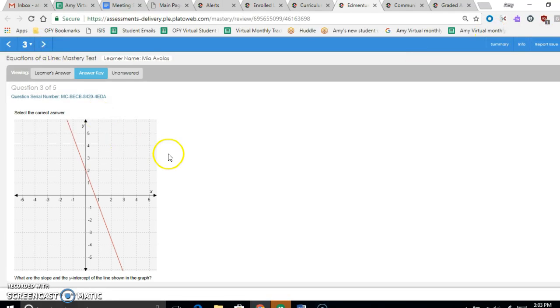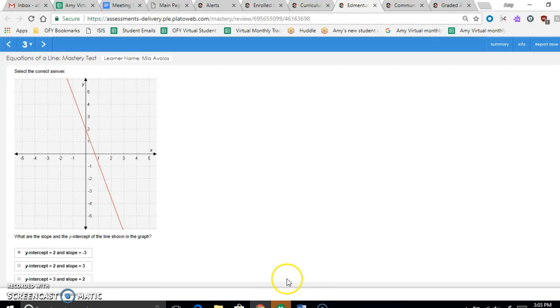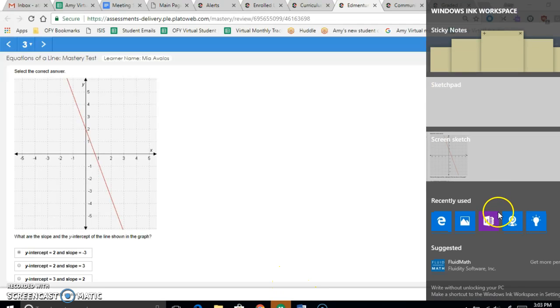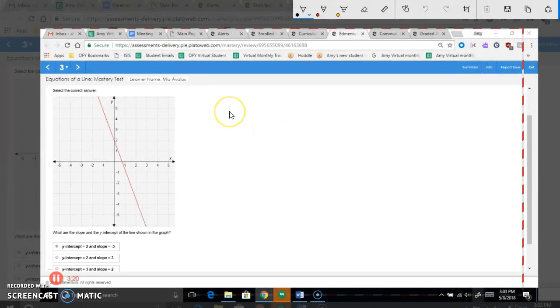All right, what are the slope and y-intercepts of the line shown in the graph? So we can find our y-intercept. So the y-intercept is easy because it's where it hits the y-axis. Here's our y-axis. And we know it hits right there. I'm going to go back so I can see that. So that would be 2. So our y-intercept is a positive 2.